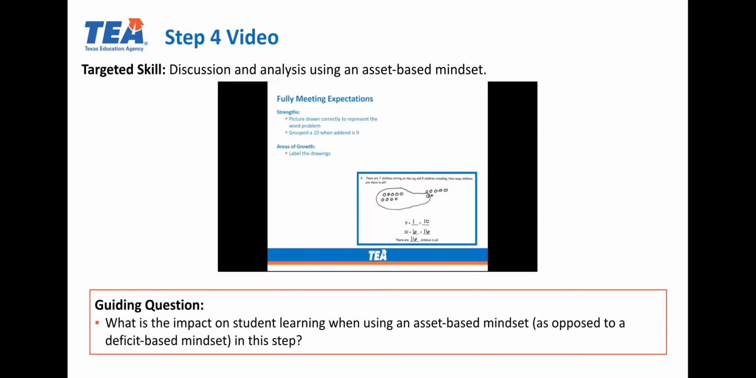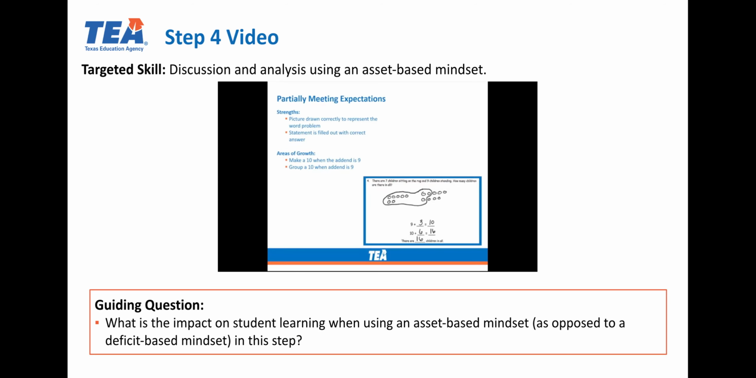This student met all 4 success criteria. So starting with what they can do, I can easily name that they know how to group a 10 when the add-in is 9. Everything on their problem set is correct. But there is one area in which they can improve to be even better. It is to label their drawing to reflect the children sitting and the children standing.